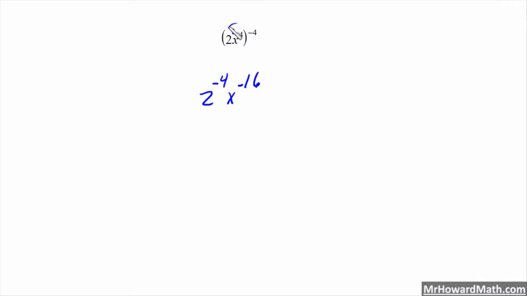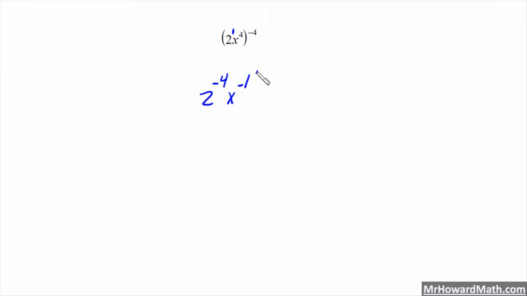Remember, outside to inside we multiply, so 1 times negative 4 gives us that negative 4. 4 times negative 4 gives us that negative 16. So what we can do now, both of these, the 2 and the x, 2 is the base here, negative 4 is the exponent, x is the base here, negative 16 is the exponent. So both of these bases, the base of 2 and the base of x, both have negative exponents, so we're going to take them down to the denominator.